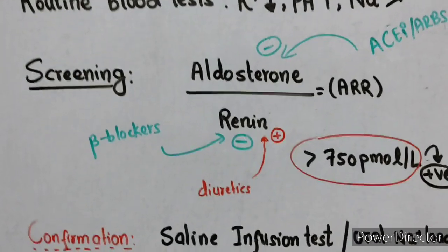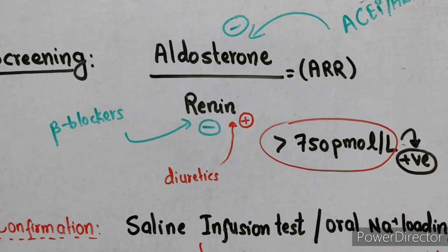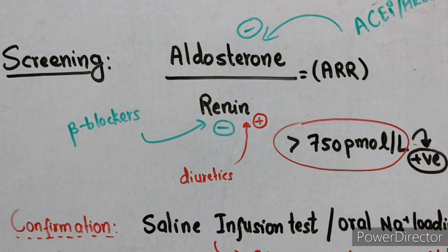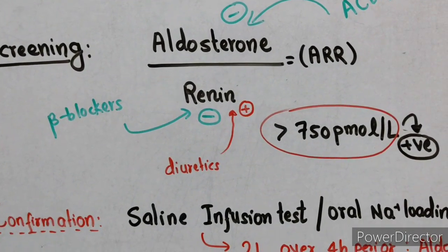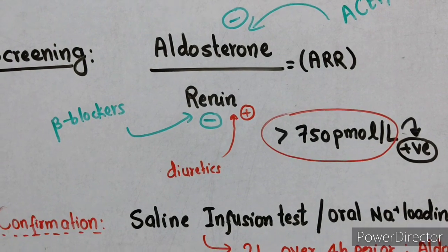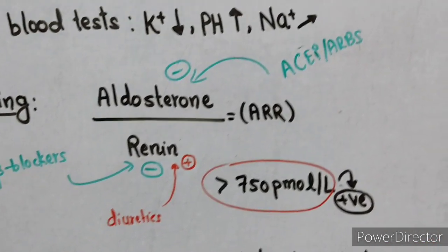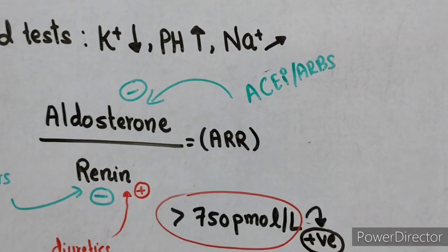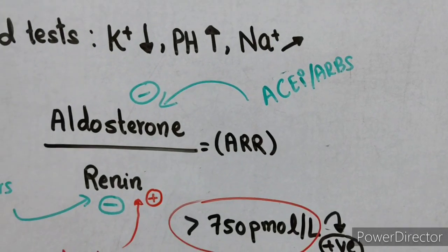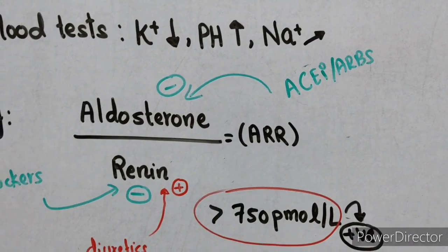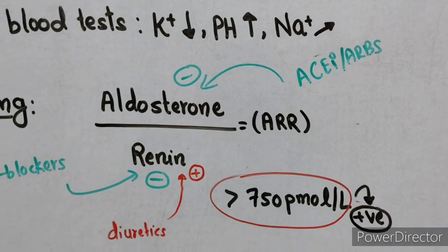So how do antihypertensive drugs alter this ratio? Let's see. Beta blockers inhibit renin, so the ratio will be falsely high. Diuretics stimulate the renin production, so the ratio will be falsely low. Angiotensin converting enzyme inhibitors or angiotensin receptor blockers will inhibit aldosterone, so the ratio will be falsely low.